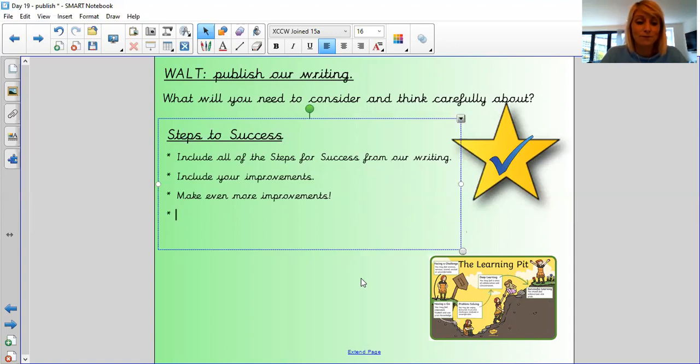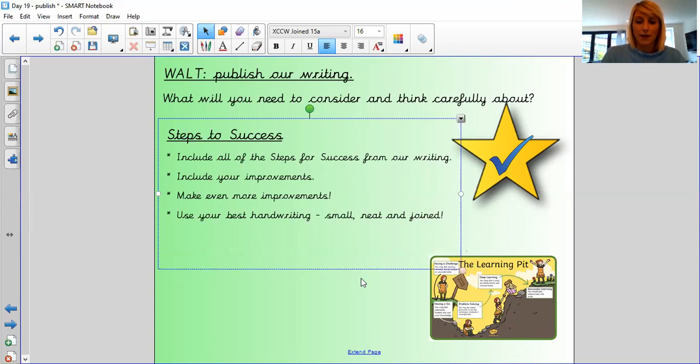That's really important. Now I'm thinking about if you're writing it out. So I'm going to say, use your best handwriting. I'm going to put small, neat and joined, actually. We need to see those joins. It would be lovely if when we're back in school, we can give out some more pen licenses. So if you are writing this out, then really take care to have small, neat and joined handwriting, please.